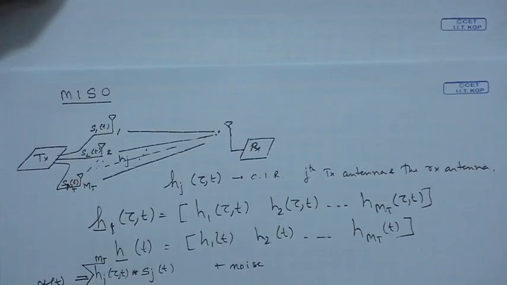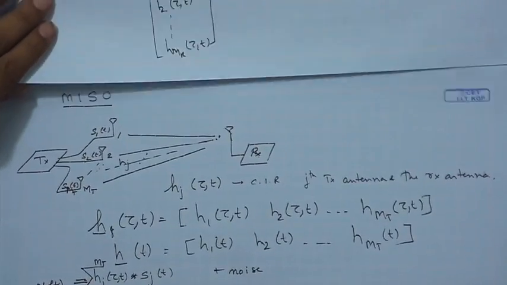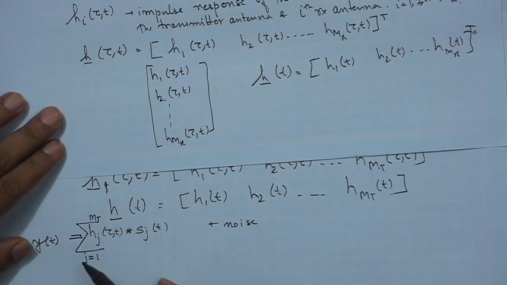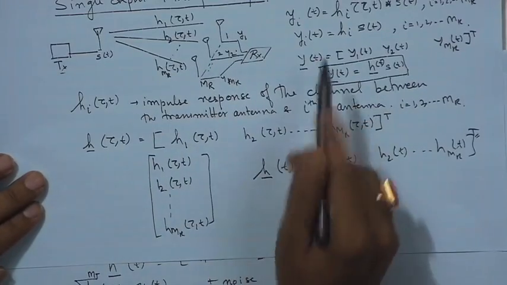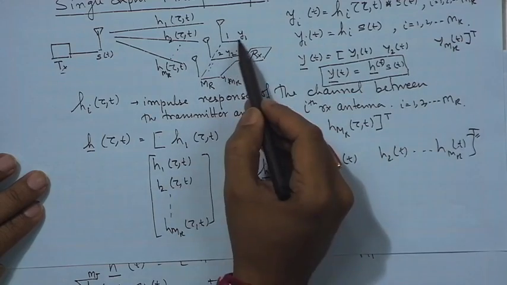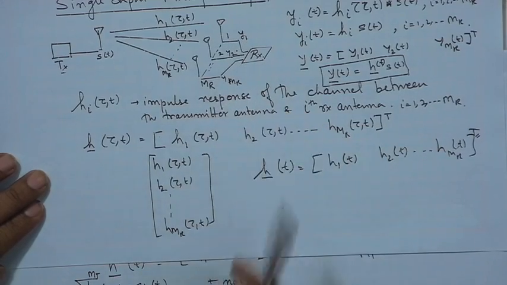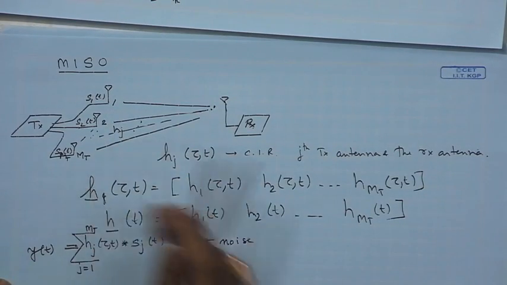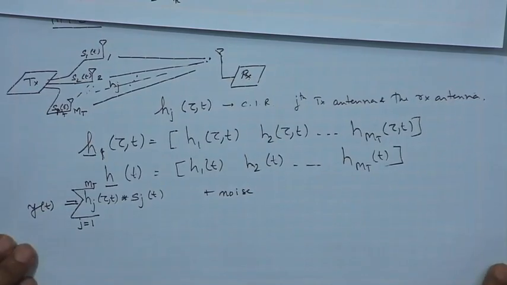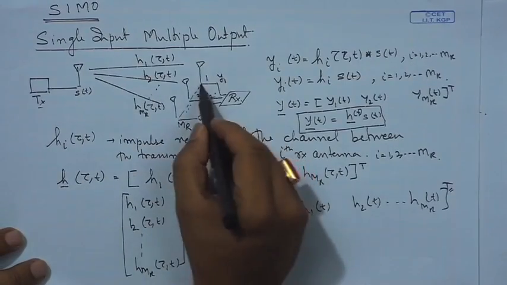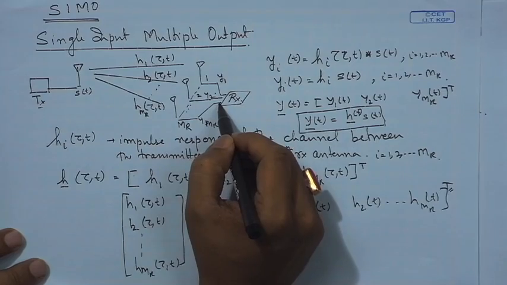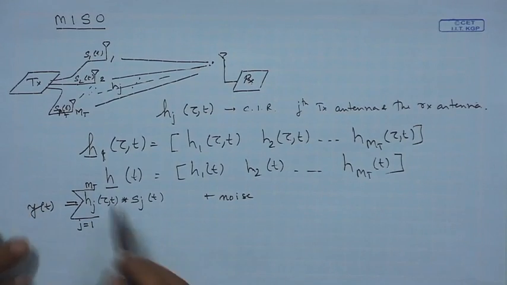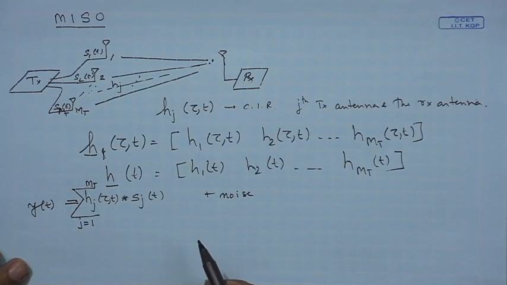So if you look at the fundamental difference between the h of t there, and sorry, the y of t here and the y of t there, the difference is here y of t consists of several y's, that means I have received 1, 2, up to MR number of copies. Here I have received only one y, but I have transmitted MT number of copies. So that is pretty natural and it goes by the name. And here each of this link would have a noise associated with that, whereas here there is only a single noise added to the combined component, simply because there is only one receive antenna.